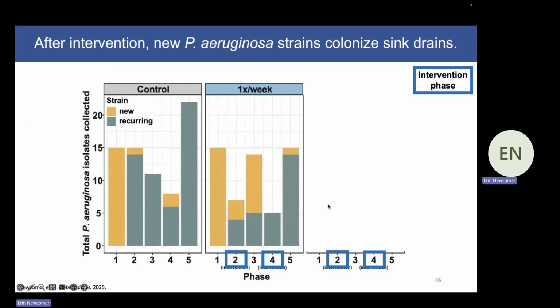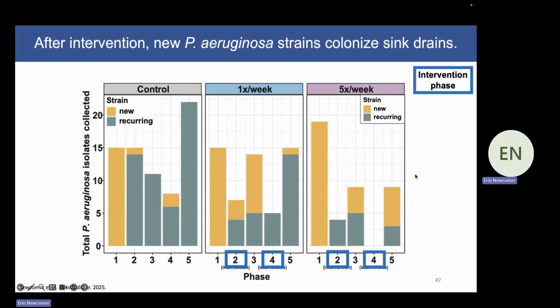However, when we start to look at the intervention rooms, we start to see a larger proportion of strains showing up that are new strains to a sink drain. So in phase 2, we start to see a few new strains, but then particularly in phase 3, where we are collecting more isolates again because we're not enacting the intervention, these isolates seem to be new strains rather than recurring ones. And you see this pattern also repeated in the 5 time per week intervention rooms as well, but it's a little harder to see since there are several weeks where no Pseudomonas aeruginosa isolates were collected, so you can't determine if they would be new or recurring.